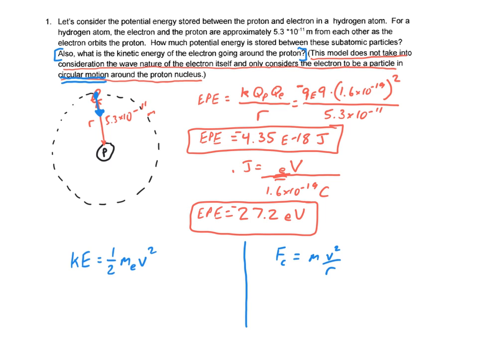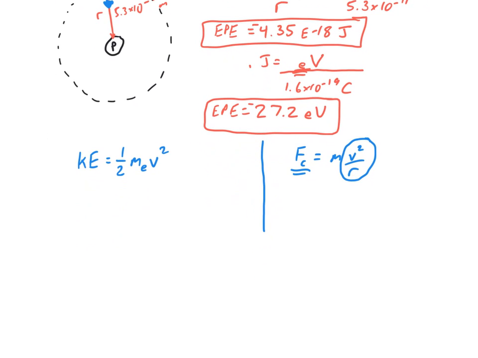This is because we're dealing with circular motion. That's the centripetal acceleration, and this is our only force that we're worried about. We don't worry about gravity because it's minuscule. Taking this, I can solve for v squared. V squared is equal to Coulomb force times the radius divided by the mass of the electron. Taking this, I can plug that in for here.